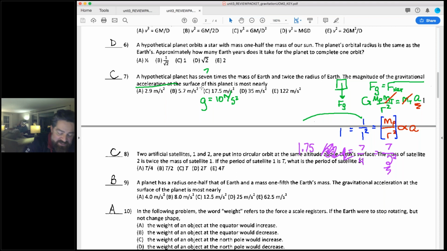And so now you can see that answer C is the correct answer because it is 1.75 times Earth's gravitation. Earth's gravitation being 10. And so 1.75 times 10 is 17.5 meters per second per second. That's the gravitational acceleration on this hypothetical planet.